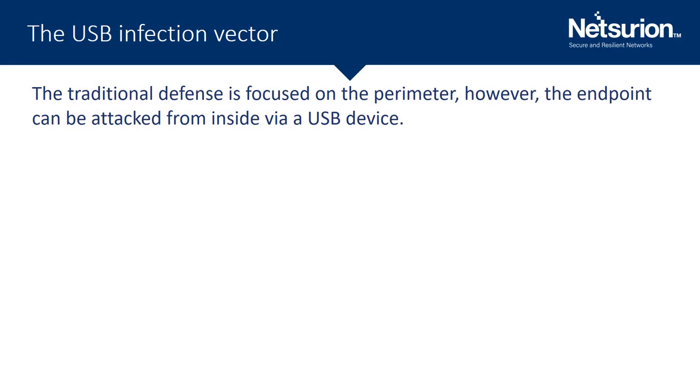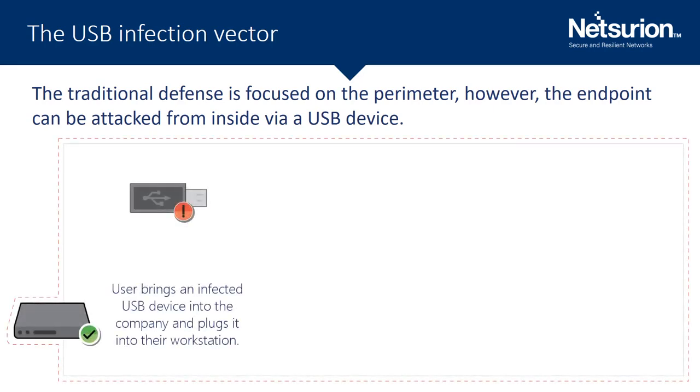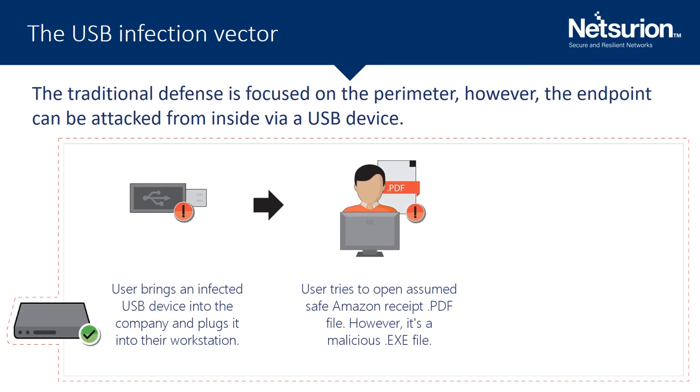Traditional defense focuses on the perimeter, on firewalls, on intrusion detection systems. But as an example, the endpoint can be attacked from inside via, say, a USB stick. So here's a scenario. A user brings an infected USB stick into the company. They don't know that it's infected. They plug it into their workstation, and they're trying to open an apparently innocent file, a PDF. In fact, it's a receipt from Amazon. And because it's PDF, it should be safe, right?